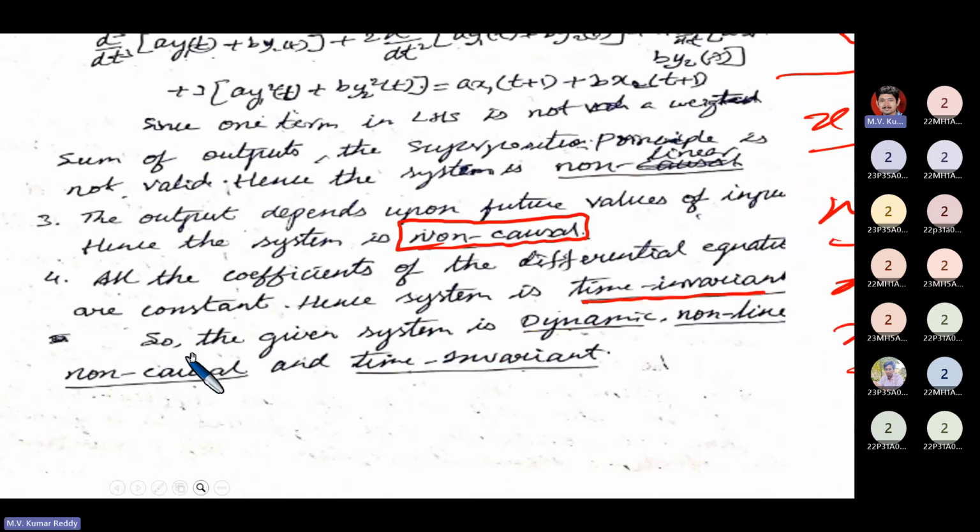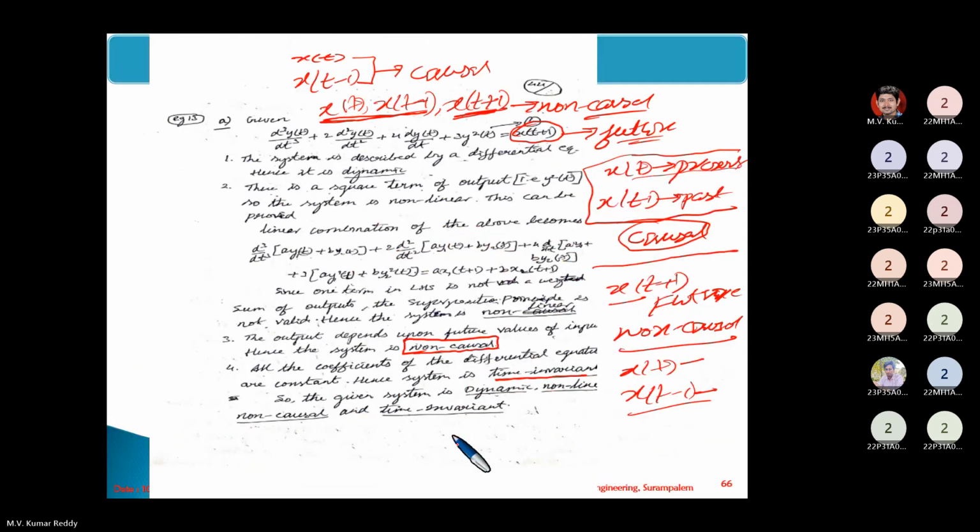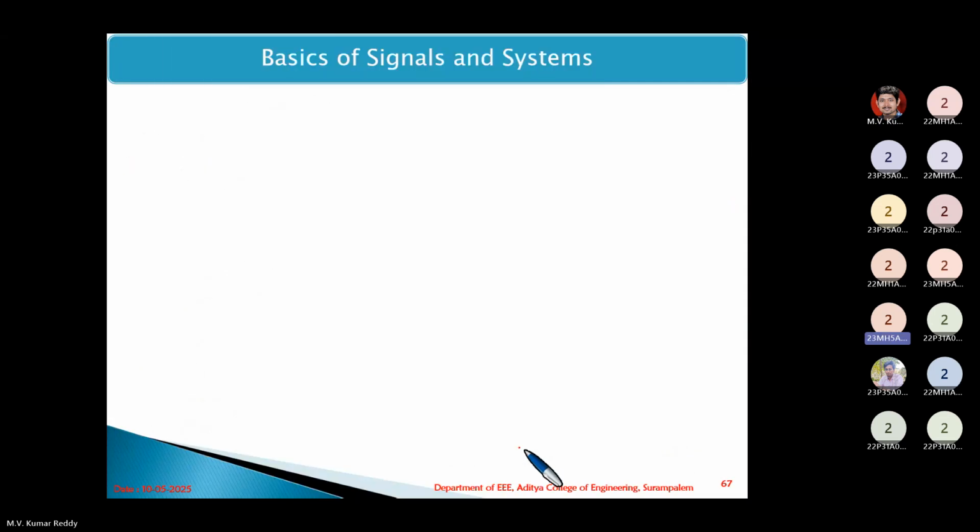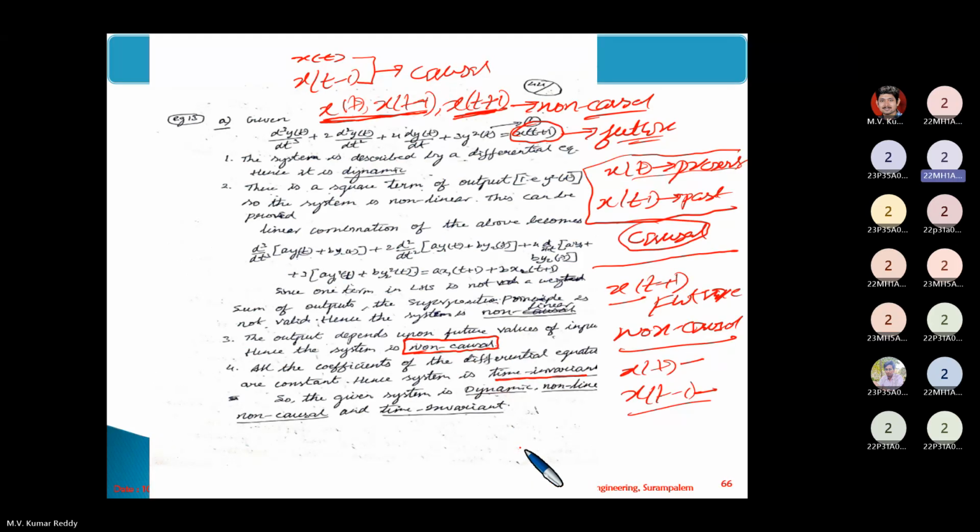So finally the given system is dynamic. The first condition is dynamic, the second is non-linear, the third is non-causal, and the fourth is time invariant. This is one of the important problems. Next, if there are numbers, is it always time invariant, sir? Suppose here in place of 4 there is y, then it is a variable, and because it is a variable, it is time variant.